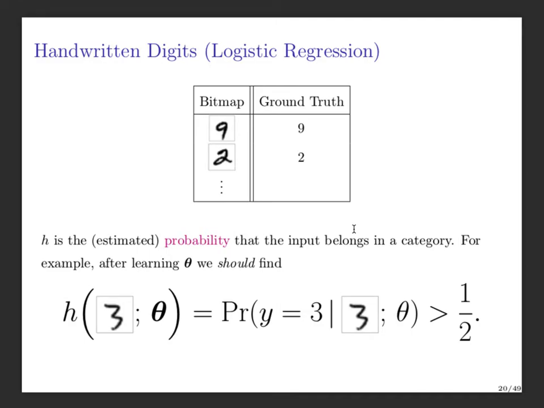So in this case, our hypothesis function is going to work like this. We're going to give it a bitmap. We're going to give it a set of parameters that we're going to learn. And then hopefully, if I ask what's the probability that this handwritten 3 is in the 3 category, parameterized by theta, it better be better than a half.